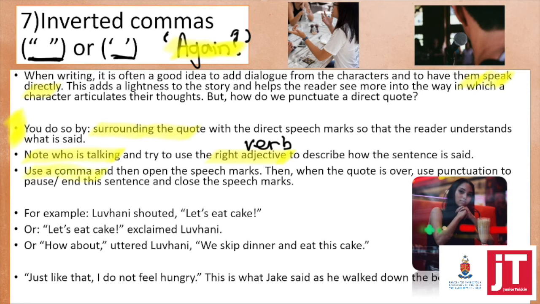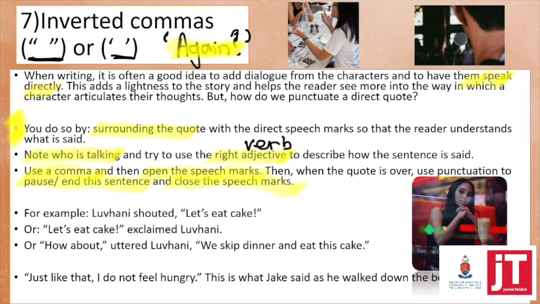Use a comma and then open the speech marks. Then, when the quote is over, use punctuation to pause and end the sentence, and then close the speech marks. Get this picture of the speech marks framing what is being said, and the punctuation thereof. So it's comma, open speech marks, say what you want to say, comma, close speech marks, and then end it, or full stop, close speech marks. Okay, let's have a look at some examples.